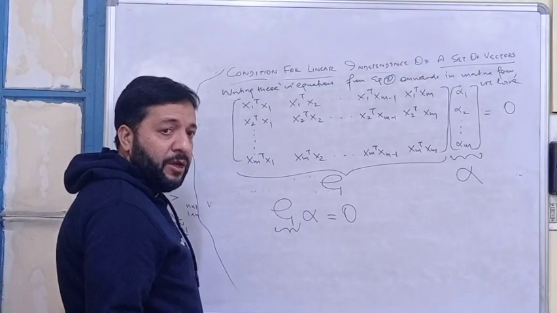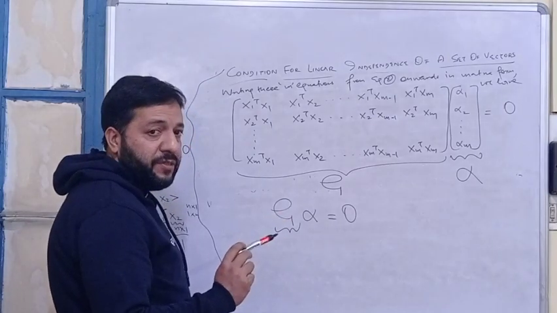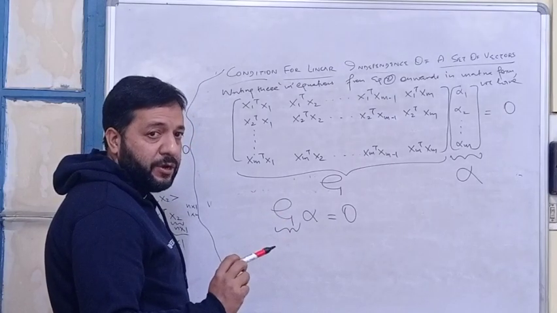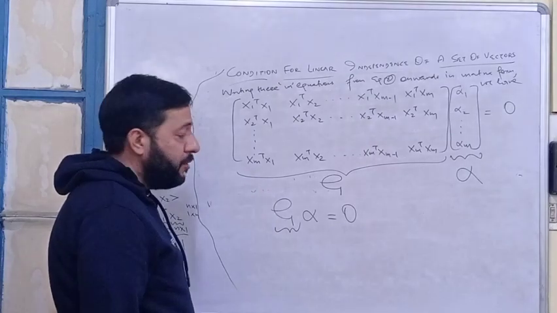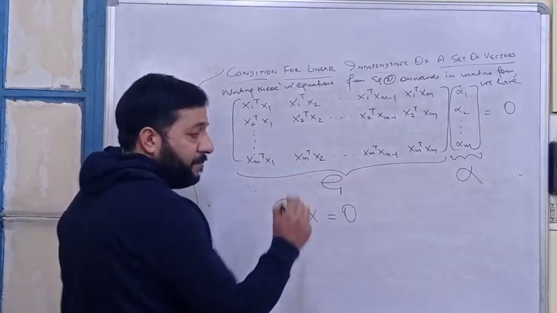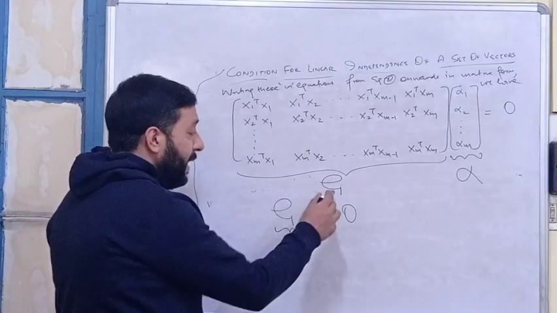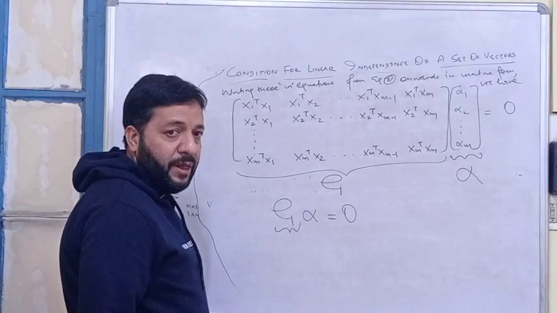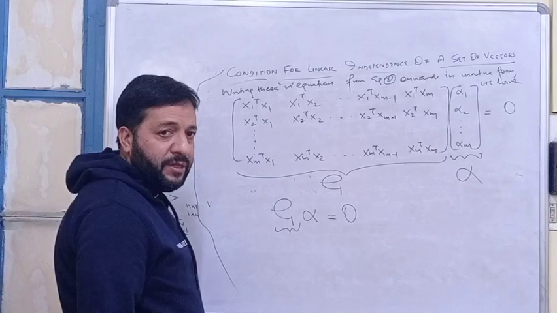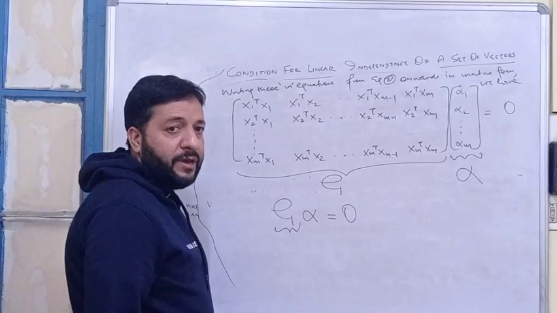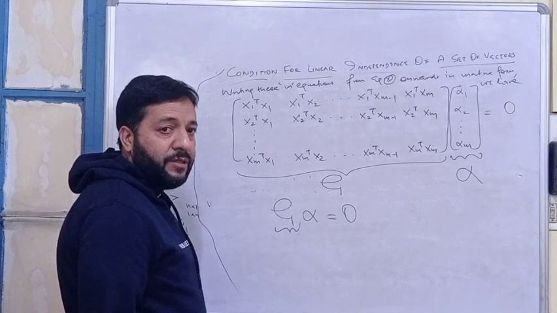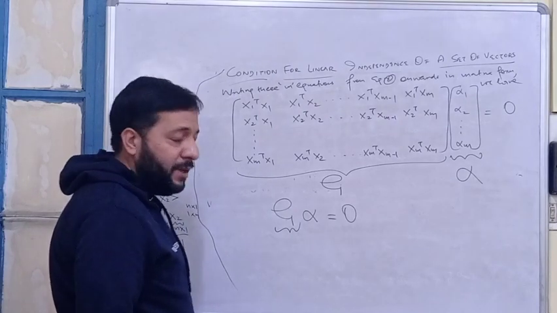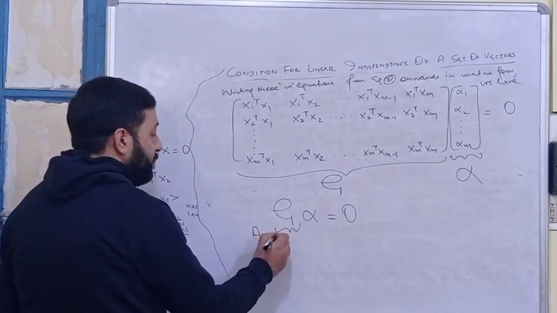So that gives me the condition for testing the linearly dependent or linearly independent set of vectors. If I have to check whether a given set of vectors is linearly dependent or independent, I have to create this matrix G, and I have to check the rank of this matrix G. In case G is a full rank matrix, then the given set of vectors is linearly independent. And in case G is a rank deficient matrix, then the given set of vectors is linearly dependent. Are you getting me?